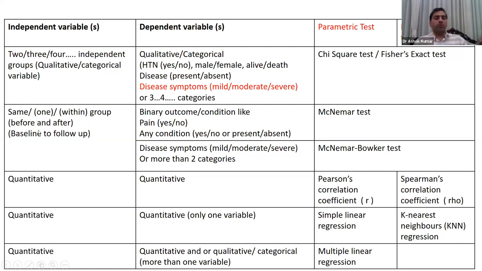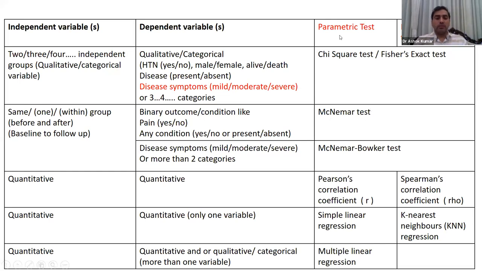For example, before and after, pre and post. Comparison of baseline to follow-up, comparison of 3 month to 6 month, within the same group. So if the dependent variable is a binary outcome, for example pain, yes and no, any condition in the form of yes and no, present and absent. Binary means two, dichotomous. So we should use the McNemar test, only McNemar test.